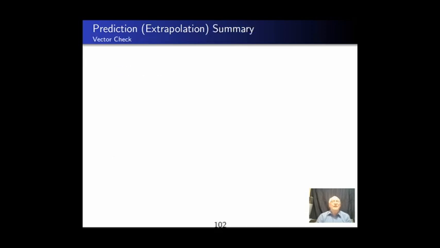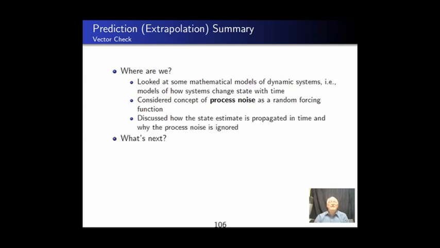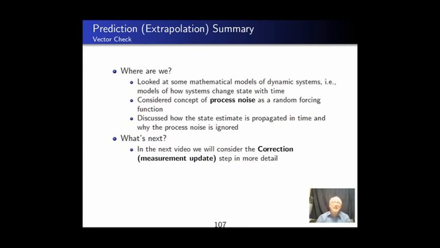So where are we at? We've looked at some mathematical models of dynamic systems, i.e. models of how the systems change their state with time. We've considered the concept of process noise as a random forcing function, and we've discussed how the state estimate is propagated in time and why the process noise is ignored. So what's coming up? In the next video, we're going to talk about the correction step some more. We were actually dealing with that step in the running average examples, but we're going to talk about it in more detail now. And then after that, we'll talk about the Kalman gain.